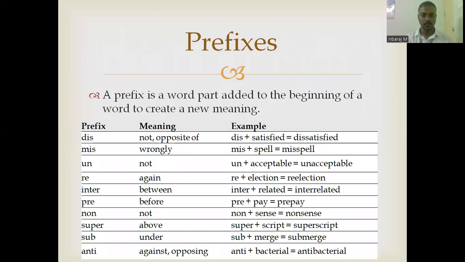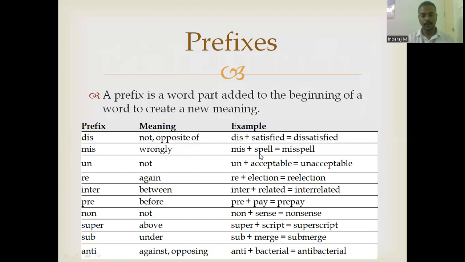First one is prefixes. You add a prefix to an already existing word to form a new word. And what is a prefix? A prefix is a word part added to the beginning of a word to create a new meaning, a new word. Look at these examples, particularly this word, dissatisfied. In this word, the root word is satisfied, and the prefix dis is added to form a new word, dissatisfied, and its meaning is opposite or not.